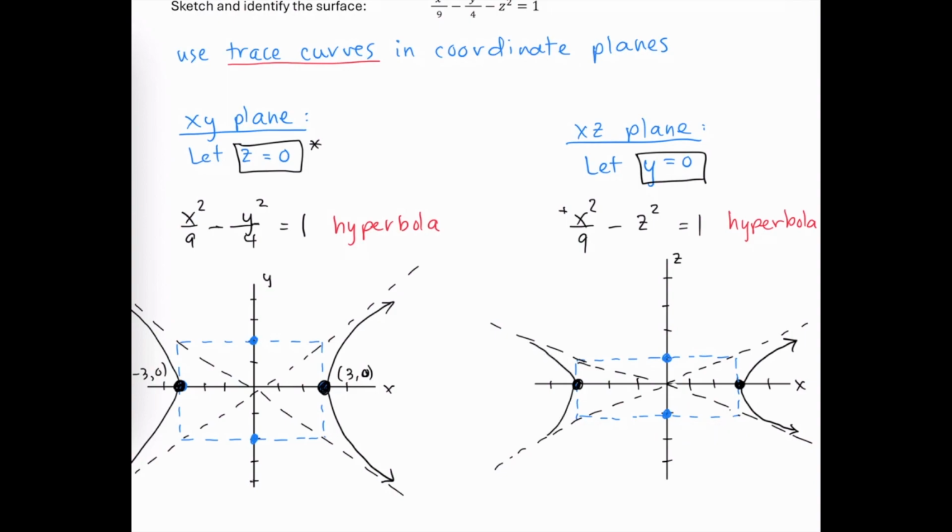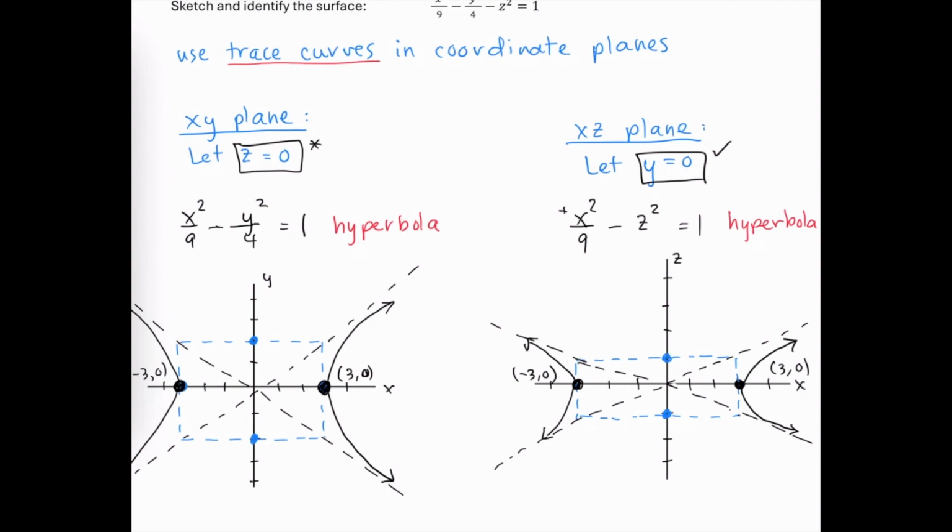So let's label these vertices again. This is going to be 3 as the x-coordinate, 0 as the z-coordinate, and when we take it to 3D, we'll also put 0 as the y-coordinate, because this is the y equals 0 plane, or the xz plane. Then we have (-3, 0) here. Again, that's an x and a z coordinate. So we have hyperbolas in both of these coordinate planes.